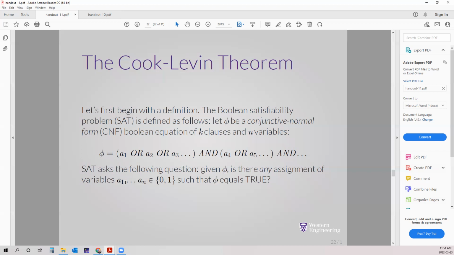SAT asks the following question. Given phi, is there any assignment of variables A1 to AN, belonging to the alphabet 0 or 1, such that phi equals true? This is the question.